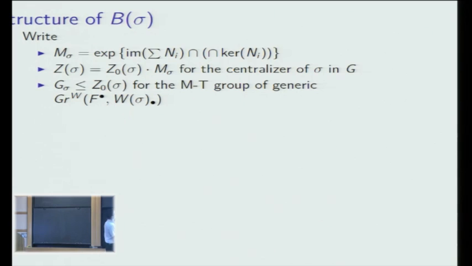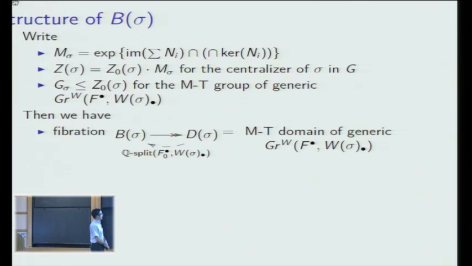So G sub sigma in Z naught of sigma is defined to be the Mumford-Tate group of the generic split associated graded of the limit mixed Hodge structure. Then you get the following fibration, B of sigma to D of sigma, by taking a limit mixed Hodge structure and doing this associated graded splitting. That's the interpretation of points here going to points here. And I also have a section of this coming from a choice of Q-split F naught comma W of sigma.